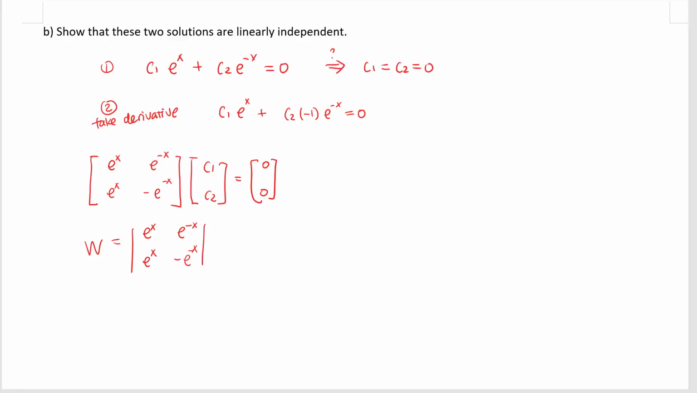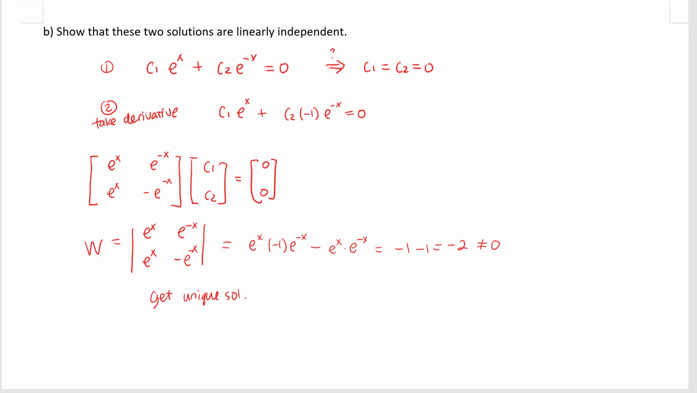So what's the Wronskian? You cross multiply: e to the x times minus e to the minus x, minus e to the x times e to the minus x. You can see here e to the x and e to the minus x cancel, we get 1, and we get negative 2. Negative 2 is not 0. Yay! We get a unique solution.